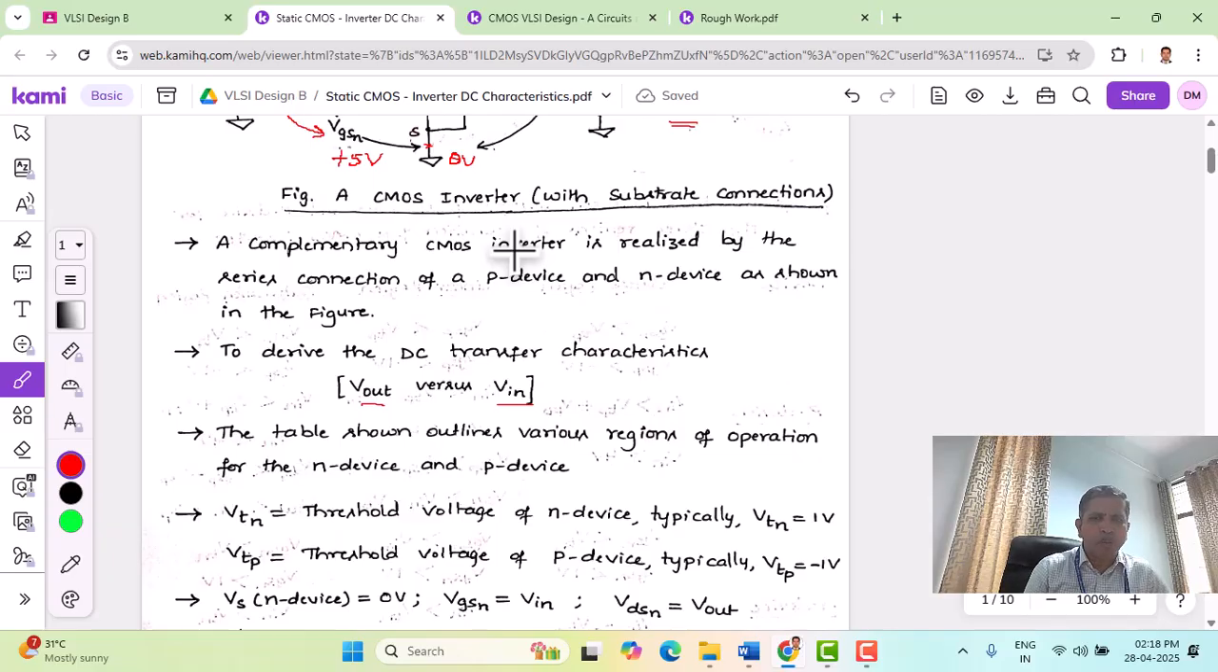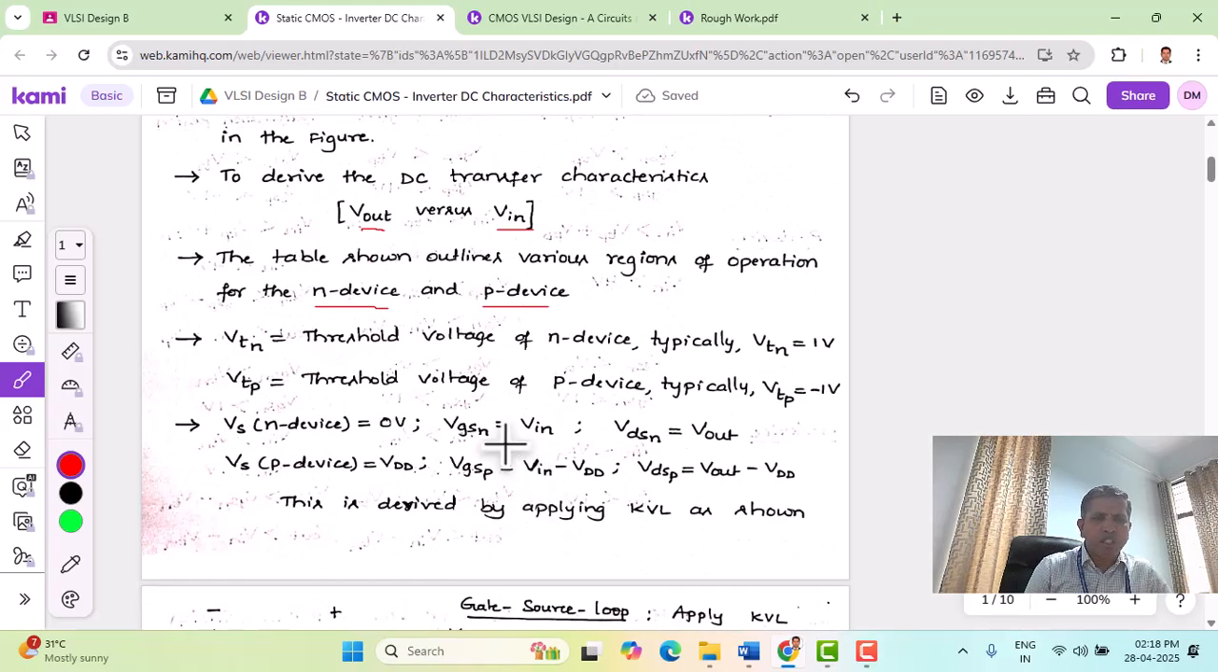I am going to present you the table, and that table outlines various regions of operation of both the N channel device and the P channel device. The next point is the terminologies which we need to understand here. VTN, V sub T sub N, is nothing but the threshold voltage of the N channel device. Typically the threshold voltage in micrometer technology is 1 volt. However, threshold voltage depends on various parameters. As technology is miniaturized, the threshold voltage also reduces.